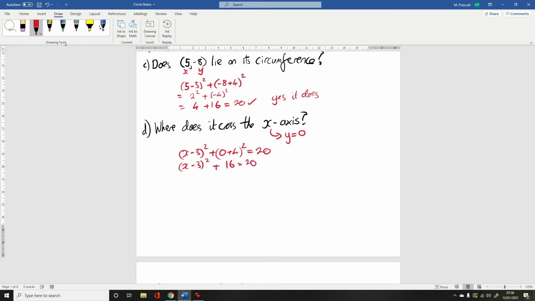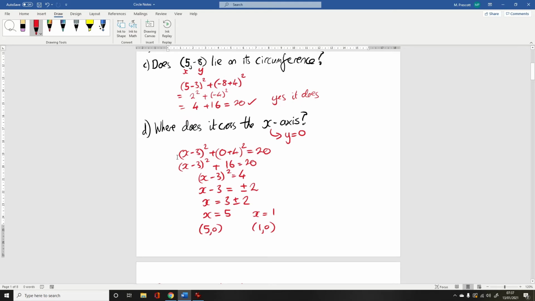So (x minus 3) squared plus 16 is equal to 20. We're going to subtract the 16, and then we're going to square root, and then we don't have to expand our brackets. Now you've got to remember, if you do square root, you're going to have a positive square root and a negative square root. So this is plus or minus 2. We can then add the 3 across, and we can say that x is 3 plus or minus 2. So if it was 3 plus 2, it would be 5, and if it was 3 minus 2, it would be 1. So it crosses the x-axis at (5, 0) and at (1, 0).